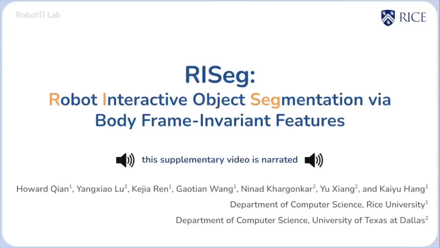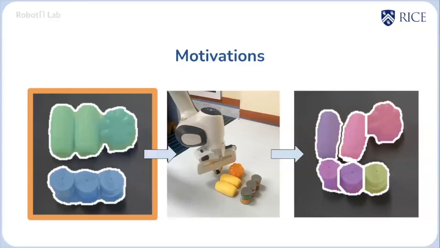We present our paper, RISeg, Robot Interactive Object Segmentation via Body Frame Invariant Features, which was done in collaboration with the Department of Computer Science from Rice University and University of Texas at Dallas.